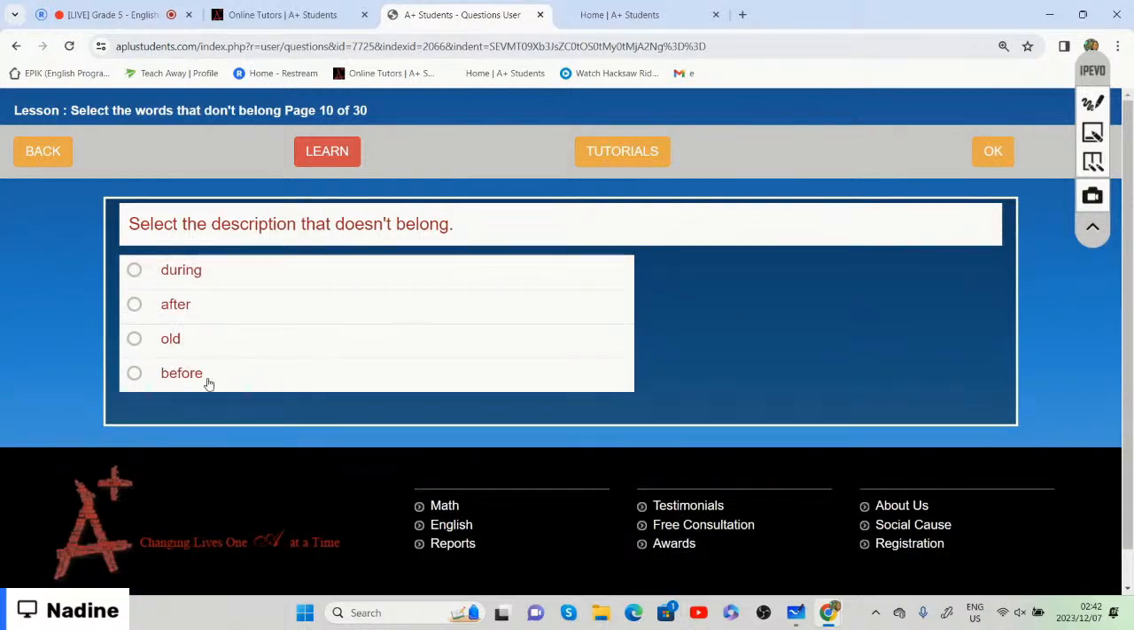So now let's do the last one. We need to select the description that does not belong. We have during, we have after, we have old, and we have before. Which one does not belong?